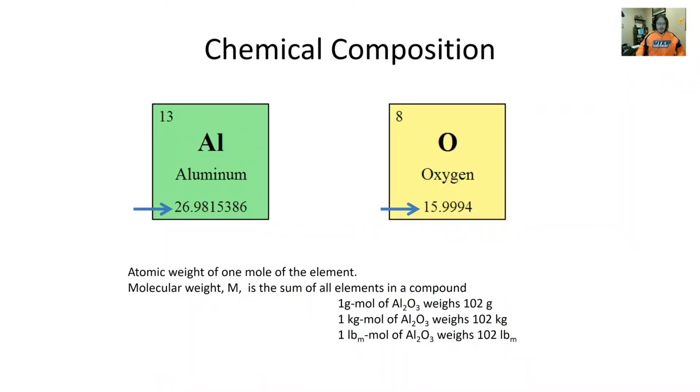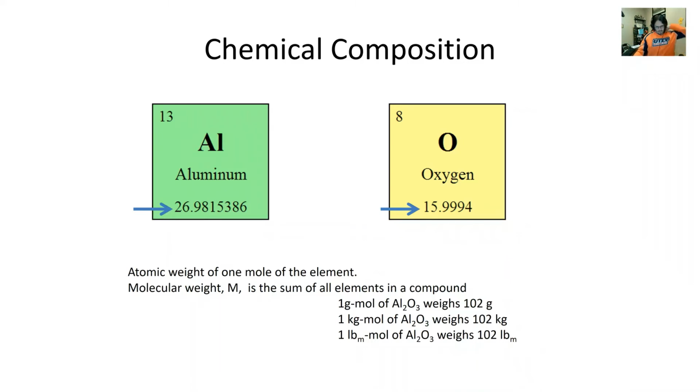All right, moving on to chemical composition. I said earlier, I believe in lecture 2, that when you look at the periodic table, the atomic weight is understood to be grams per mole. You can change that a little bit and use other units of mass, but you have to change what type of mole you're talking about, okay?